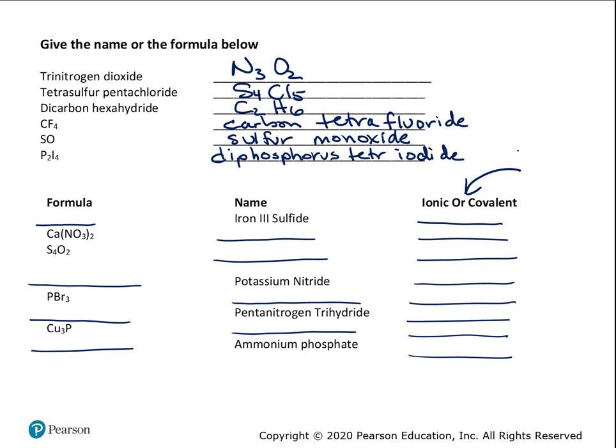So here's how you tell this. Look at the first element. So whether it's in the name or if it's in the formula, look at the first element. If the first element is a metal, then you know it's what? Ionic. Iron's a metal, so this is ionic. If it's a non-metal or hydrogen, then you know it is covalent.